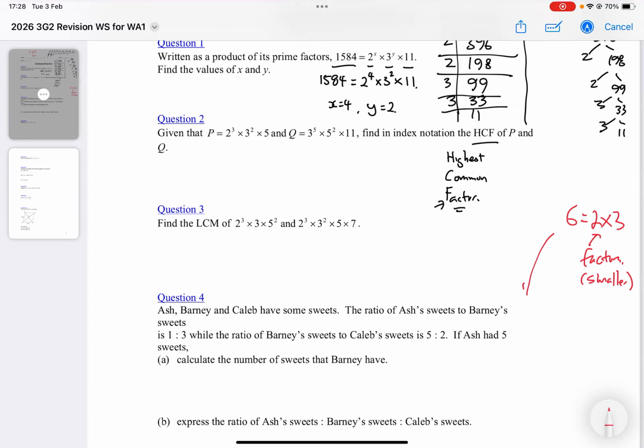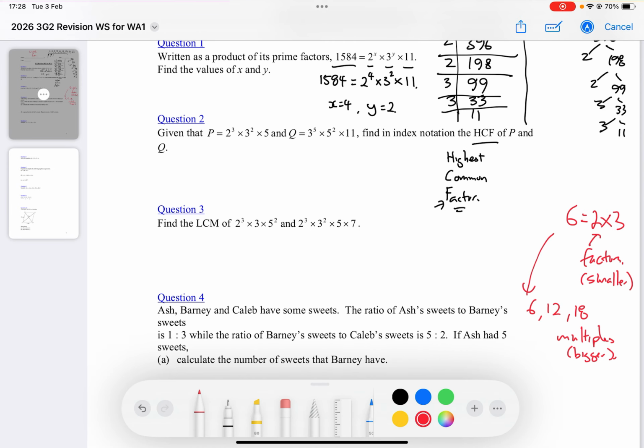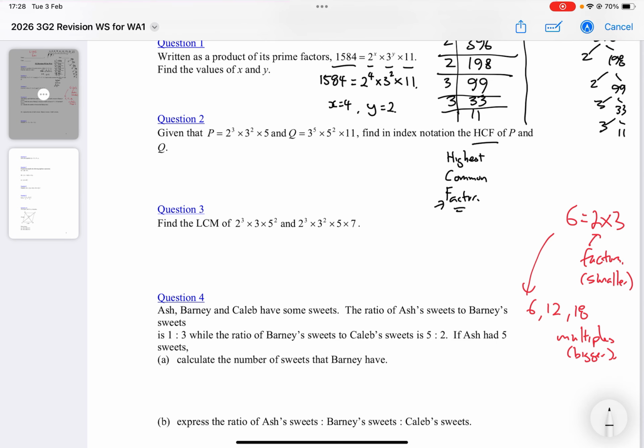Multiples of 6 can be 6: 1 times 6 is 6, 2 times 6 is 12, 3 times 6 is 18. So all these are multiples. So multiples are bigger numbers, factors are smaller numbers. Okay, factors are smaller, multiples are bigger. Then let us look at how we solve HCF if we already have the prime factorized form.